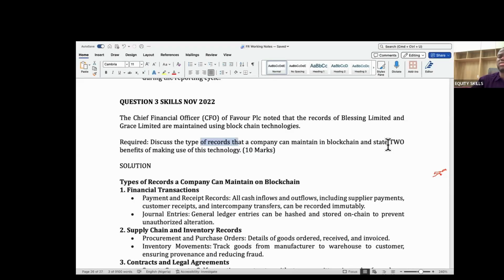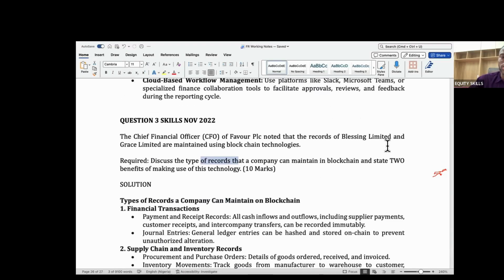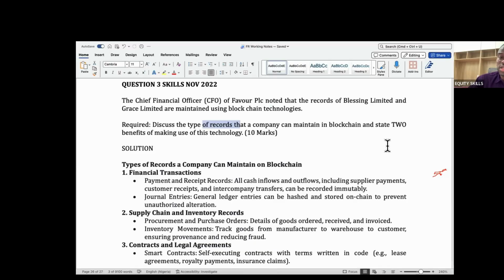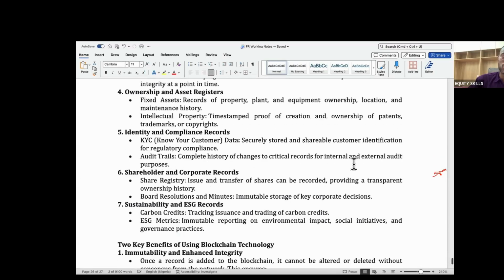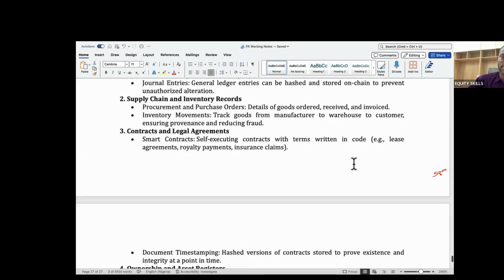And they now ask for the benefits. So you need to learn that, and I gave you some of the benefits up there as well. It's very secure, it's immutable, and it makes your work transparent and open. It enhances communication and all that. So I put the solution there for you to be able to look at it.